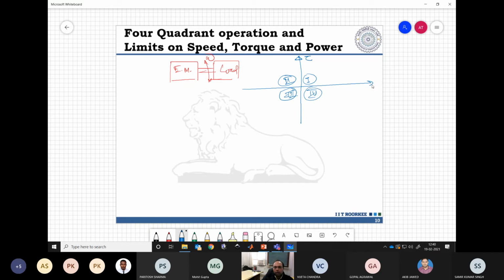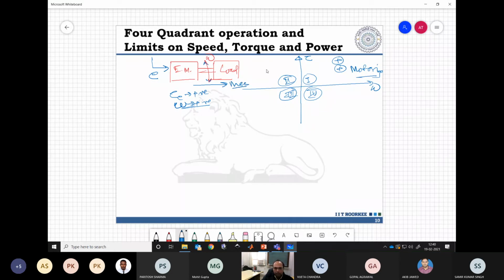So we have torque and we have omega. In the first quadrant, we have both quantities positive, which means this kind of operation for any motor, where the input torque is positive and omega is also positive, is called motoring mode. The motor is taking power from the electrical side and giving power to the mechanical side.